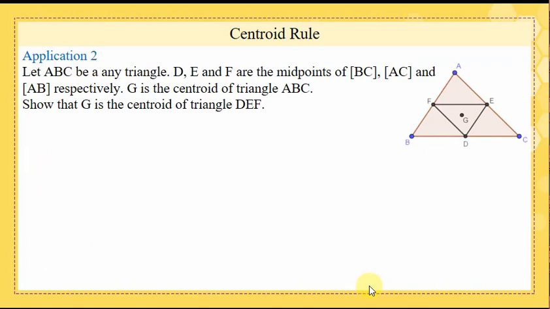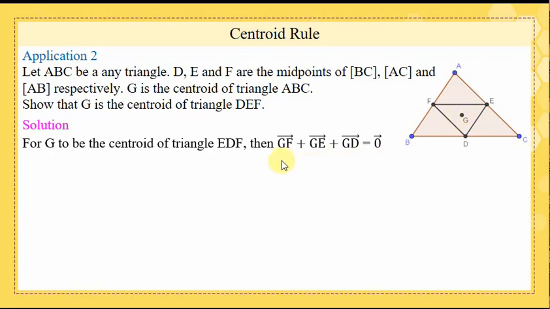Application. Pause the video again and try to solve this application. In this application, ABC is a triangle of centroid G, and D, E, and F are the midpoints of segments BC, AC, and AB respectively. You are asked to show that G is the centroid of triangle DEF. In order to show this, you need to show that GF vector plus GE vector plus GD vector equals 0 vector.